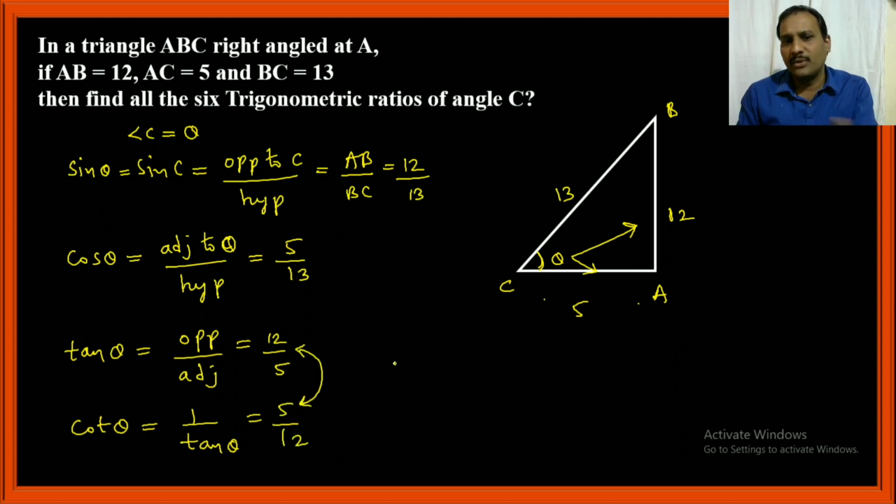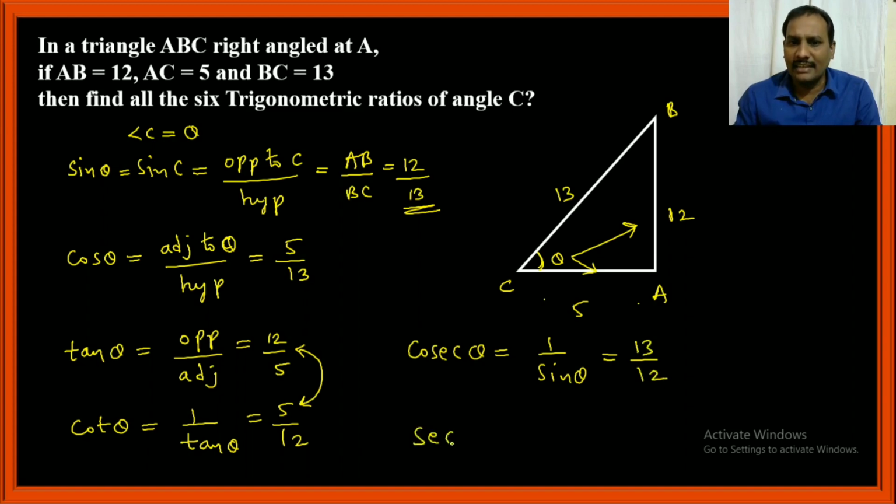Then you can have the remaining two. That is, cosecant theta is nothing but 1 by sine theta. What is sine theta here? 12 by 13. So you can write it as 13 by 12. And secant theta. Secant theta is the reciprocal of cos. And what is the cos theta here? 5 by 13. Therefore, secant theta is 13 by 5.